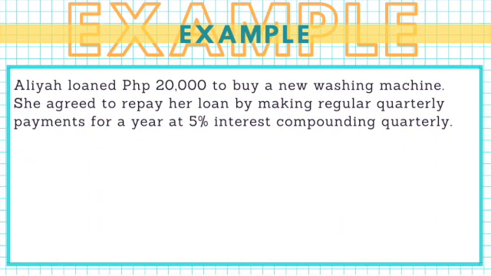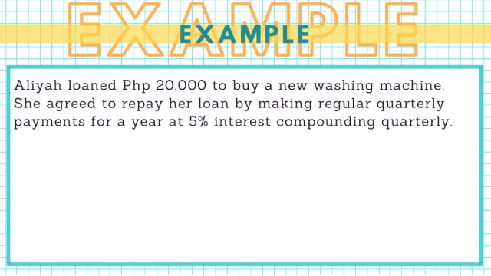Now let us have an example. Say Aliyah loaned 20,000 pesos to buy a new washing machine. She agreed to repay her loan by making regular quarterly payments for a year at 5% interest compounding quarterly. So if we're going to construct an amortization schedule for Aliyah's loan, the first thing that we have to do is to compute for the periodic payment.